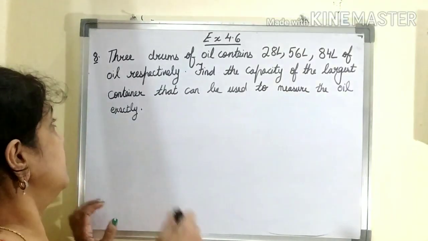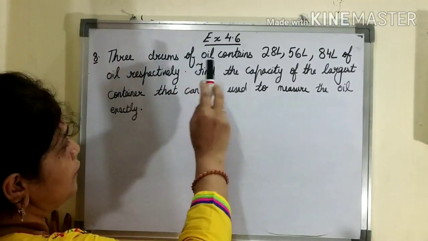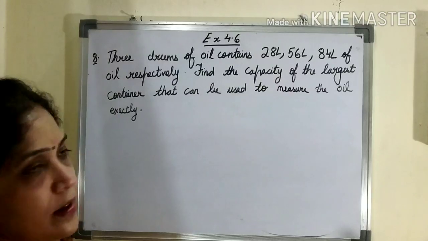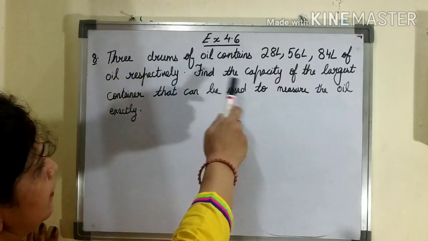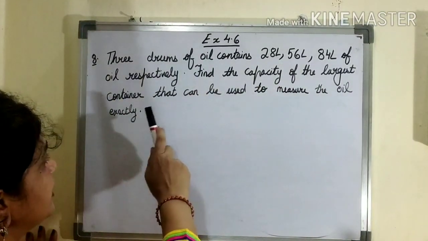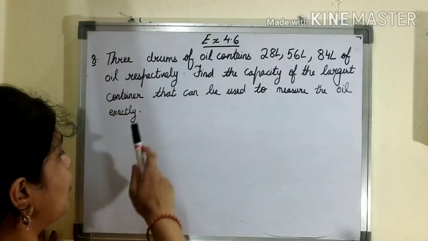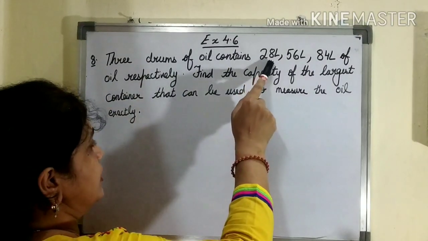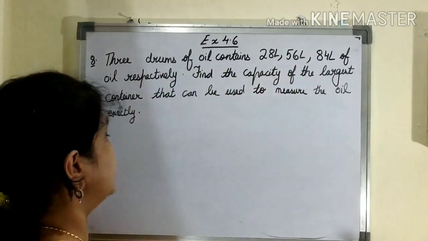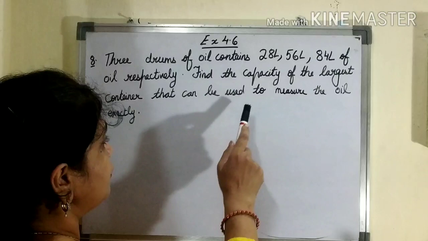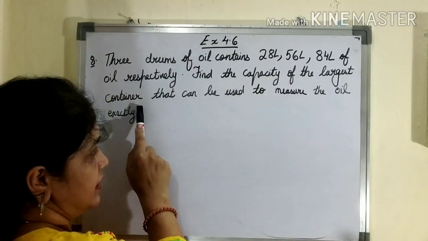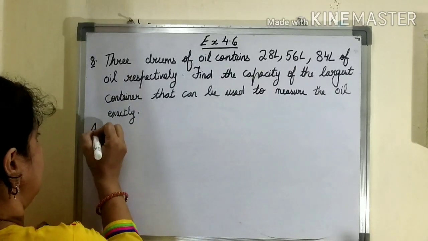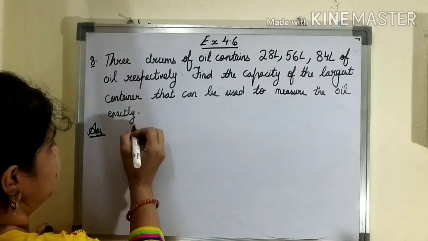Now the next question. 3 drums of oil contain 28 liters, 56 liters, and 84 liters of oil respectively. Find the capacity of the largest container that can be used to measure the oil exactly. Okay. Now 3 drums of oil are there and they contain 28 liters, 56 liters and 84 liters of oil. Now we have to find the capacity of the largest container that can be used to measure the oil exactly.